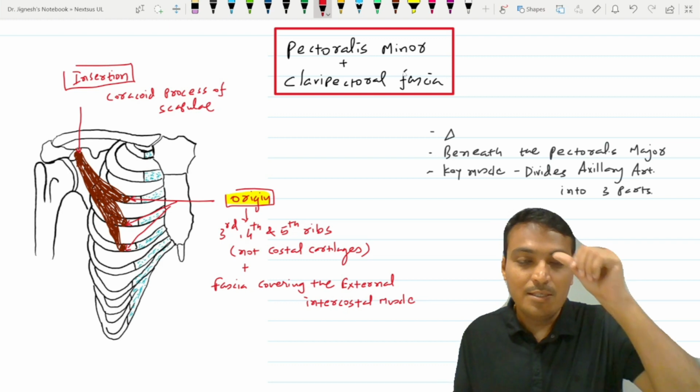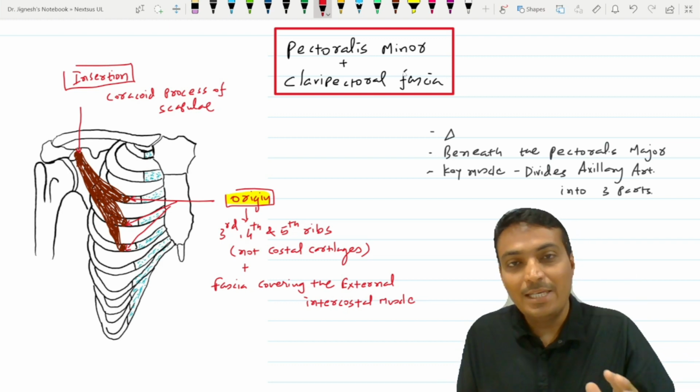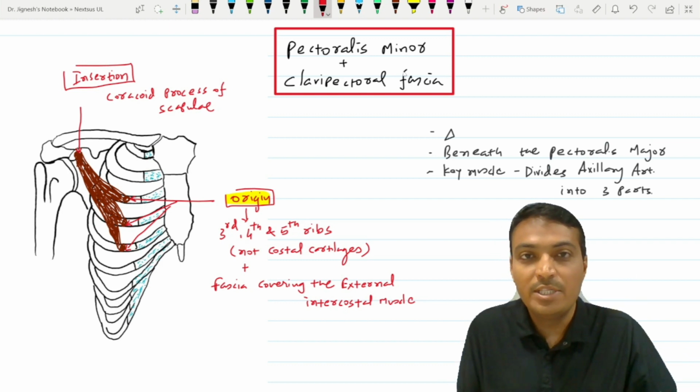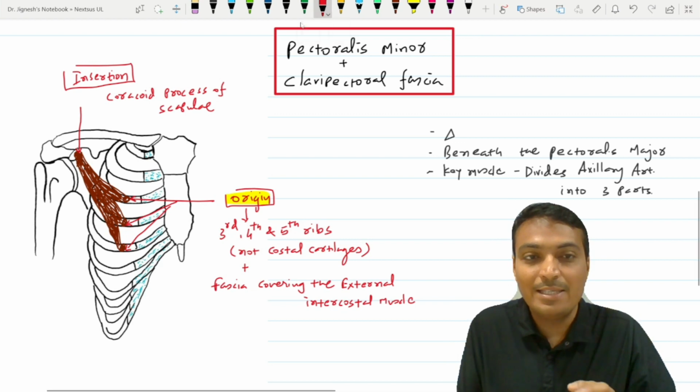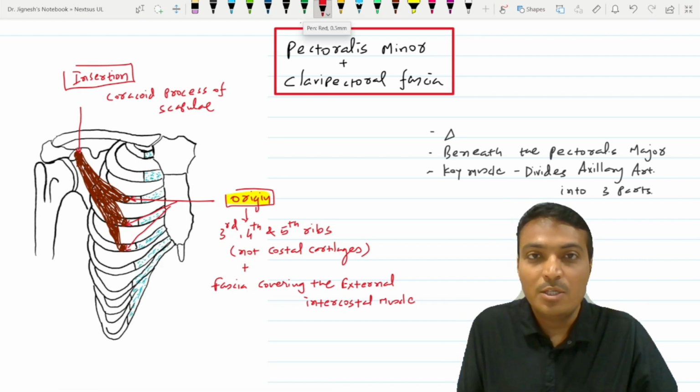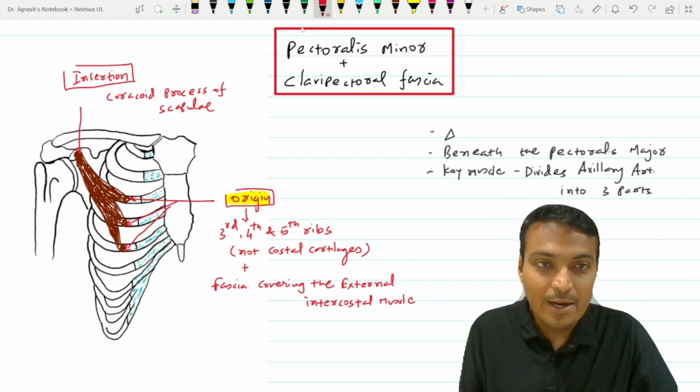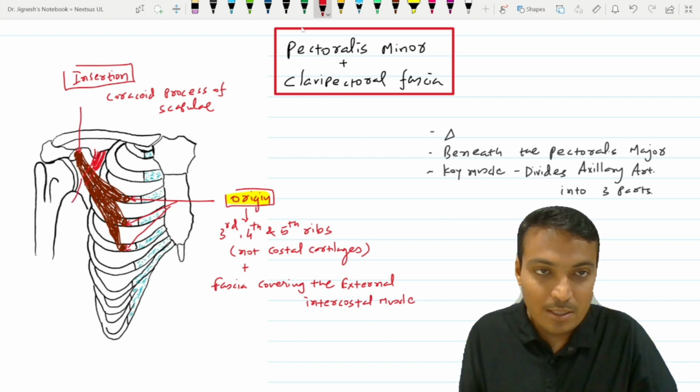As we already discussed, this pectoralis minor muscle is a key muscle of the pectoral region because it is going to divide the axillary artery into three parts. When we draw the axillary artery, the first part is situated above the pectoralis minor muscle. The second part lies behind the pectoralis minor muscle, and the third part lies below the pectoralis minor muscle.